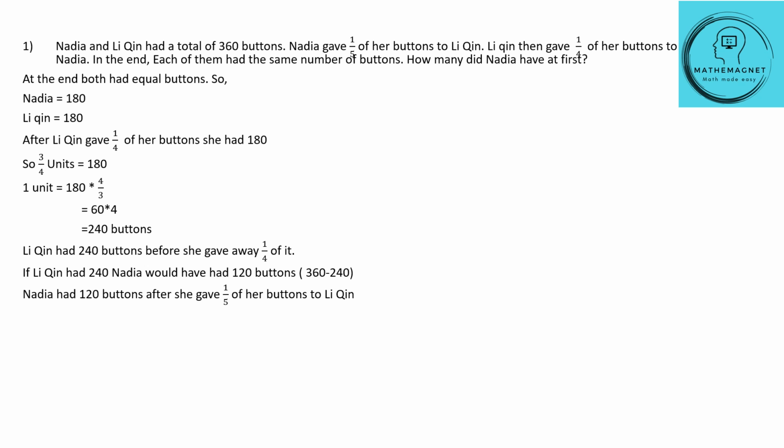Now, Nadia had 120 buttons after she gave 1/5 of hers to Leakin, correct? She had some amount of buttons. After she gave 1/5 of her buttons to Leakin, Leakin had 240 buttons. When Leakin had 240 buttons, Nadia had 120 buttons, which means 4/5 units were equal to 120. 1 unit will be equal to 120 divided by 4/5, which is 120 into 5/4, which is 30 into 5, which is equal to 150. So before Nadia gave 1/5 of her buttons to Leakin, she had 150 buttons. So Nadia at first had 150 buttons.